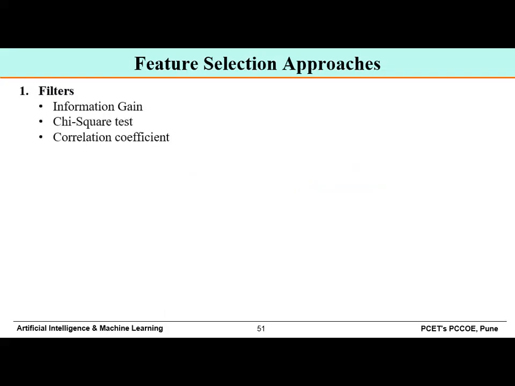So the first approach is filters. From the word filter itself, you can understand that whenever we have a number of features, then we filter the features and we will select the features which are most relevant for the given data set. And in that there are certain other tools as well: information gain, chi-square test, and correlation coefficient. We already discussed in our previous classes the correlation coefficient.